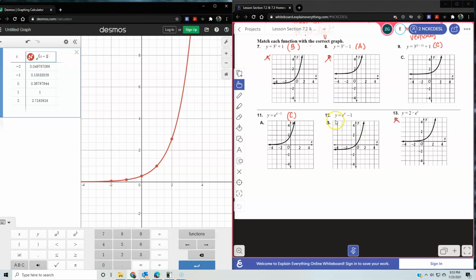We know for 12, it's e to the x, and you're going to subtract 1. So that means the asymptote is going to go down 1 unit. So it's going to look like B. 12 is B. And of course, by default, 13 is 2 times e to the x. That's going to affect the vertical stretch, or it's going to be vertically stretched by a factor of 2. Okay, and your answer is A.